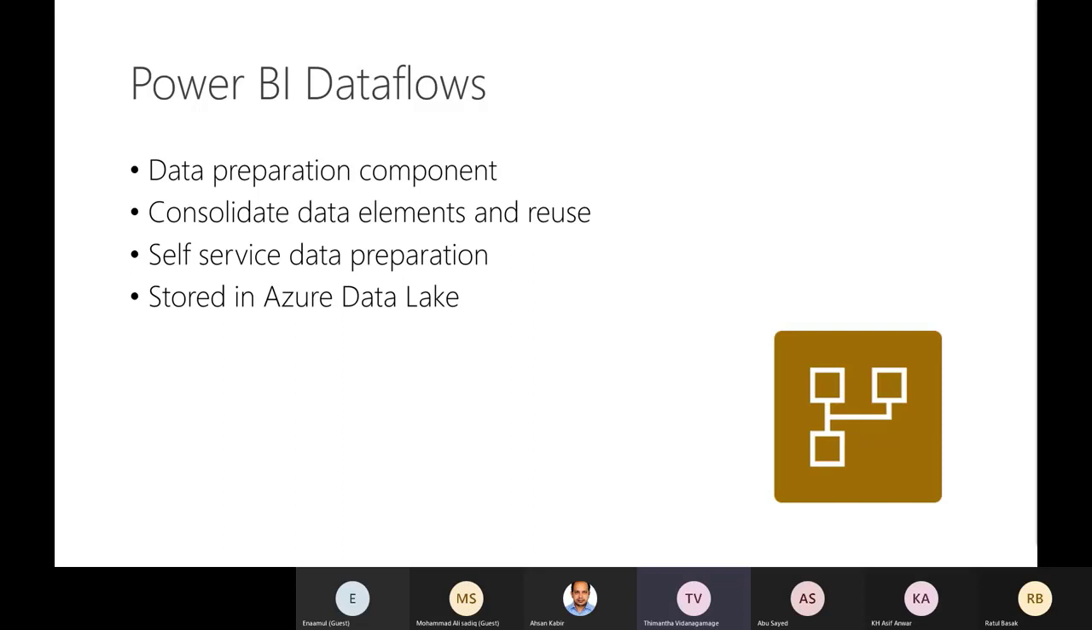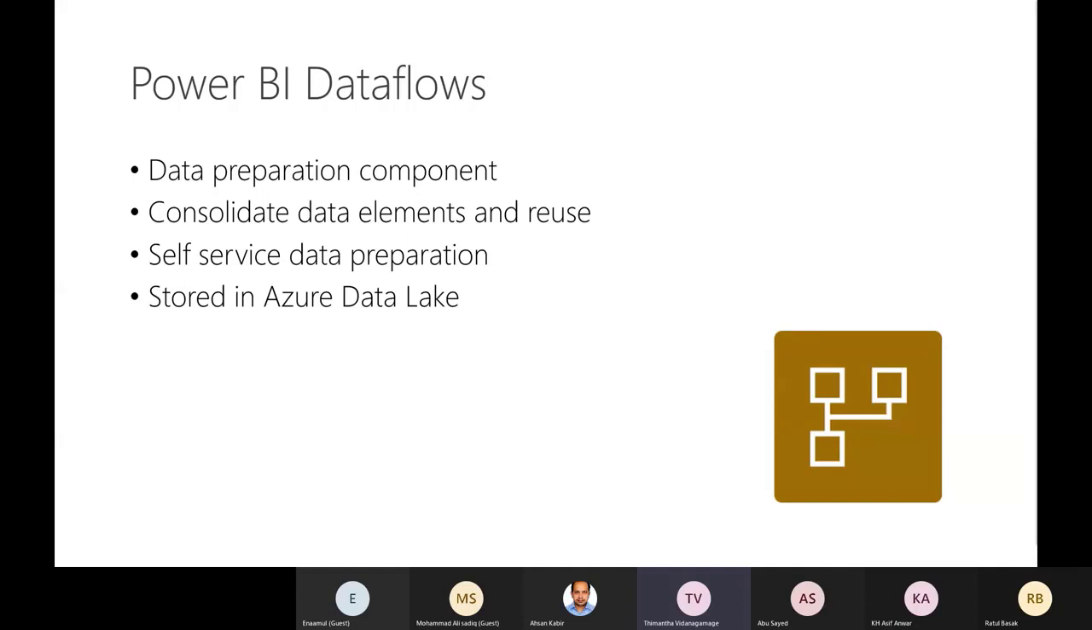But if it is required, I have heard that there are possibilities. If you have an Azure subscription and if you have a particular Azure data lake, you can configure the data flows to be stored in your dedicated or personal Azure data lake or in your organizational Azure data lake. So that can be possible as well. So this is just an overview for you on Power BI data flows.